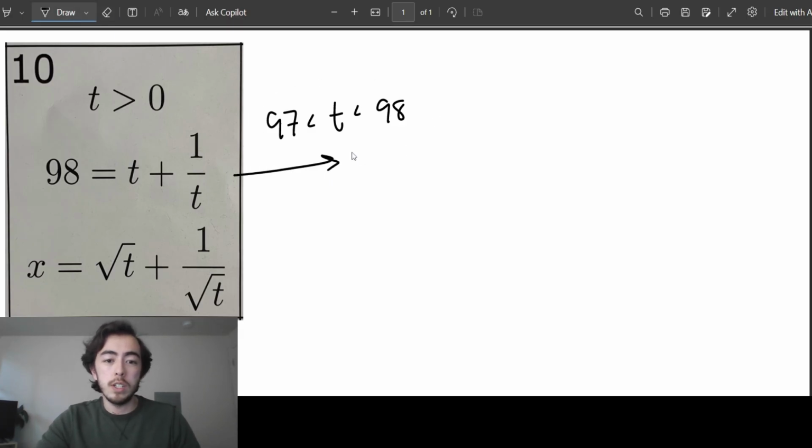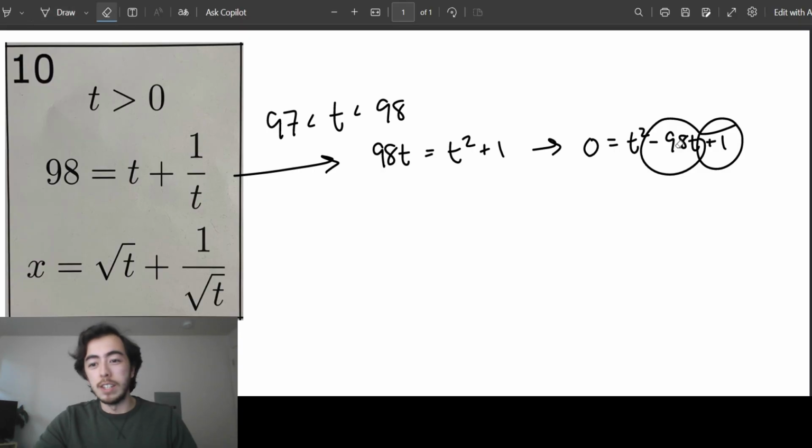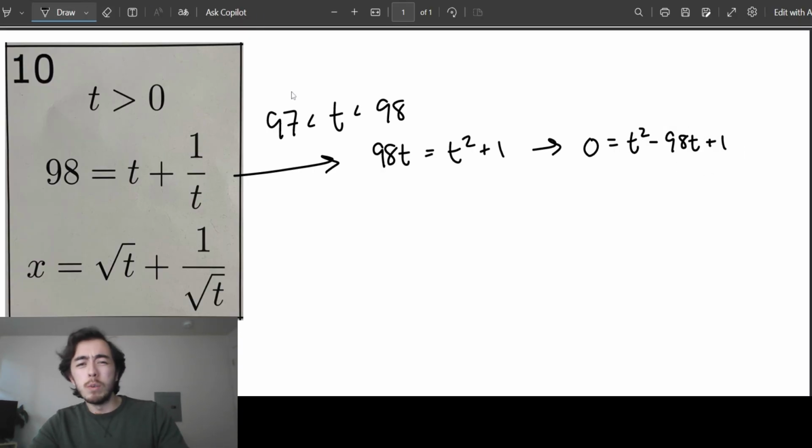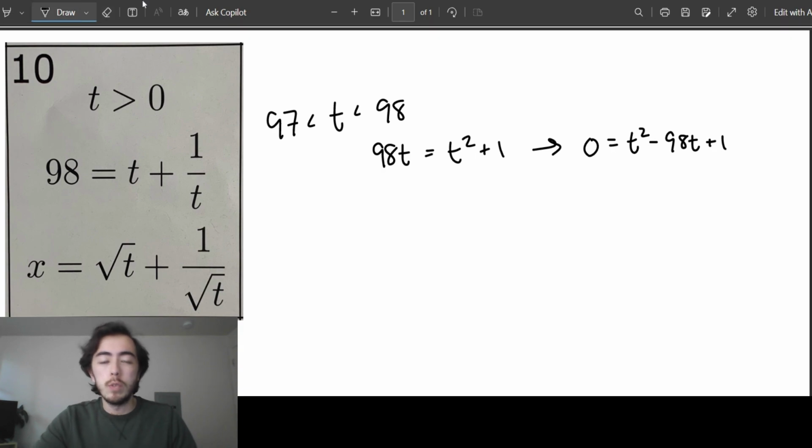Strategy two is that you can take this equation and turn it into a quadratic. If I multiply both sides by t, I get 98t equals t squared plus 1. We can write it in standard form as 0 equals t squared minus 98t plus 1. But here, I can't do any whole number factoring. I can't find two numbers that multiply to positive 1 and add to negative 98. We already knew that whole number factoring wasn't going to work based on the guess and check or number sense from earlier. So we could do both of those.